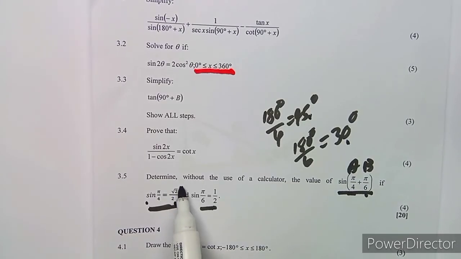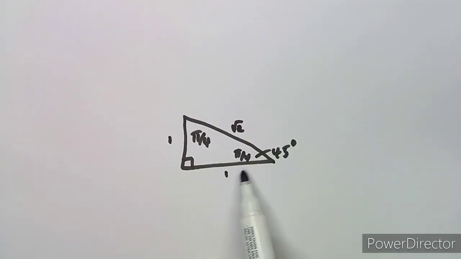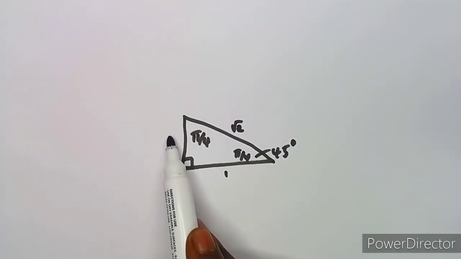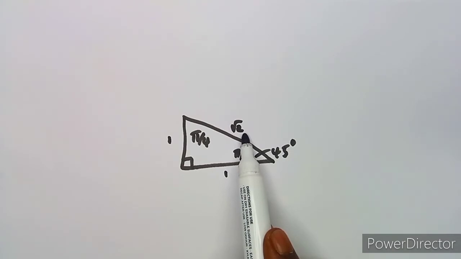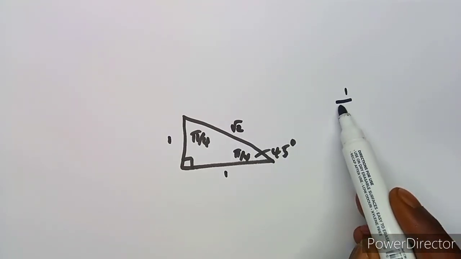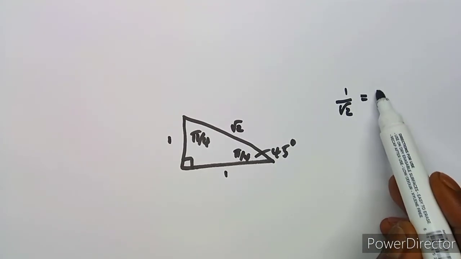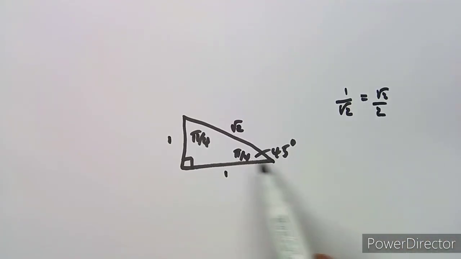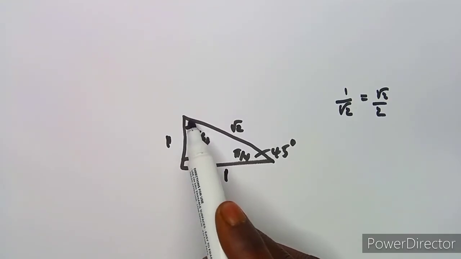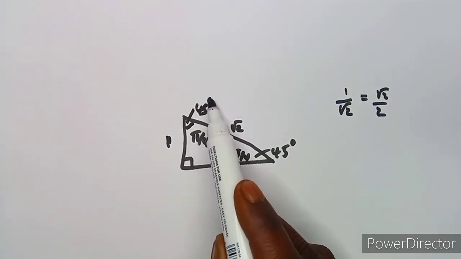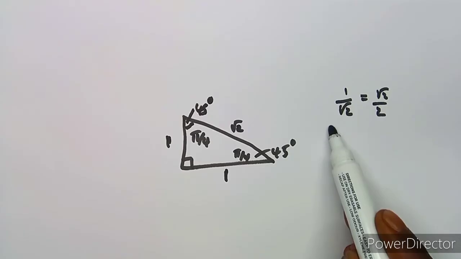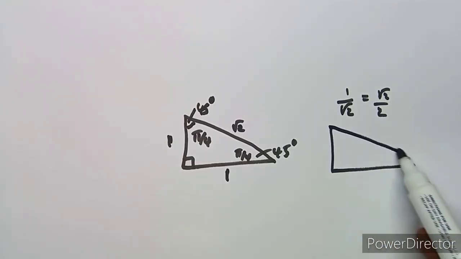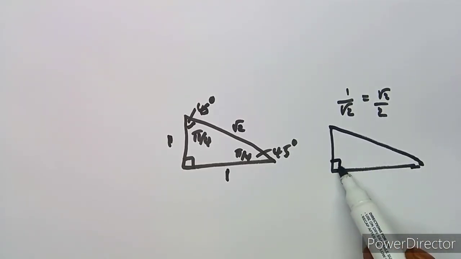This square root of 2 over 2 was taken from the opposite over the hypotenuse, 1 over square root of 2. This is the one which gave us square root of 2 over 2. So it simply means this is 1, this is 1, from your 45 degrees. Remember the triangle, guys, from your 45 degrees. The same thing is what happened here. They just want to confuse you.